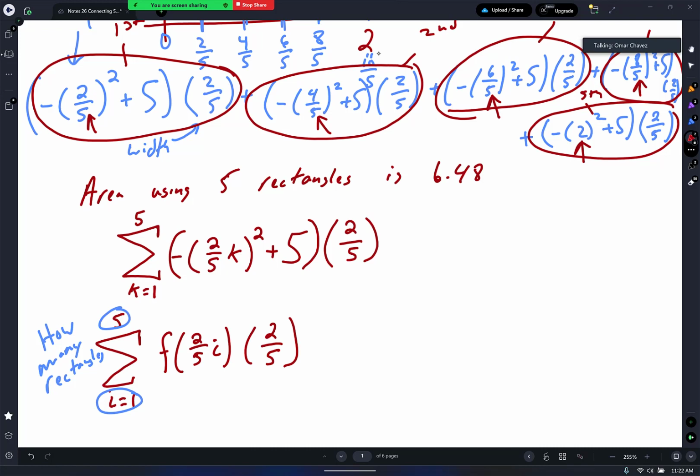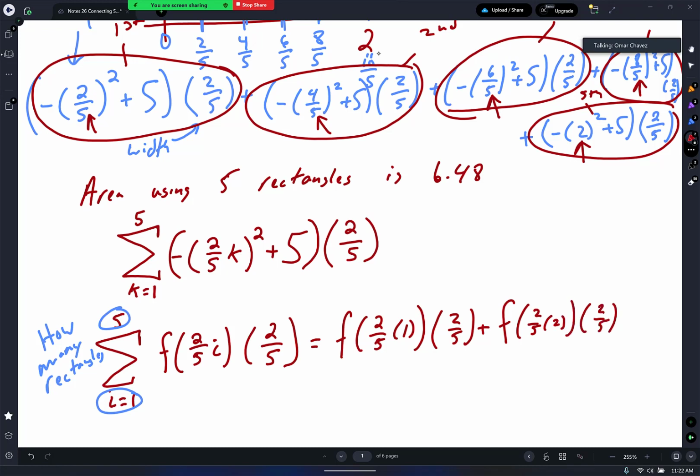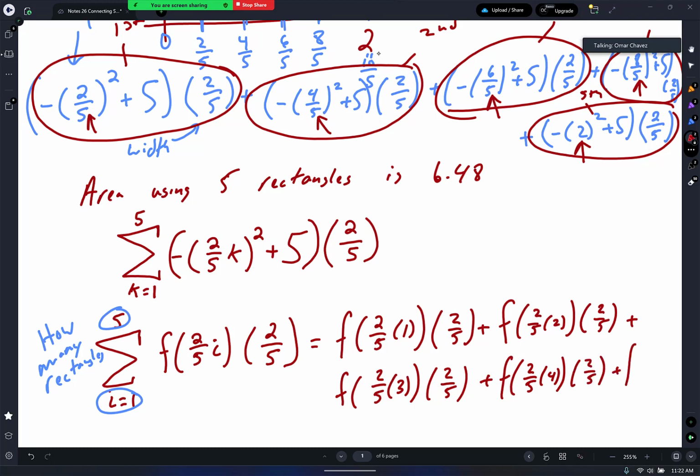So I know, you're like, Chav, how is that the same thing? Well, let's see what this means. This means F of 2/5 times 1 times 2/5, plus F of 2/5 times 2 times 2/5, plus F of 2/5 times 3 times 2/5, plus F of 2/5 times 4 times 2/5, plus F of 2/5 times 5 times 2/5.